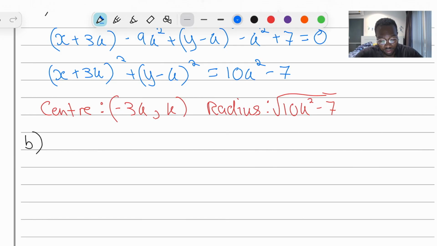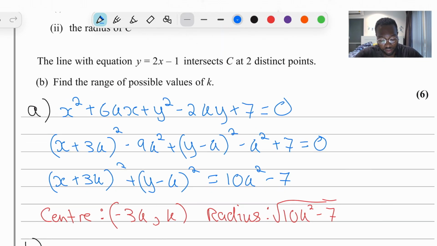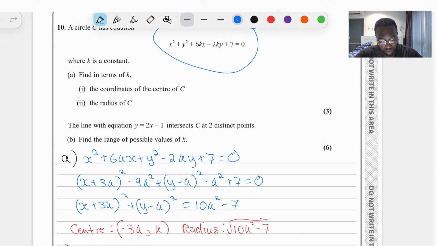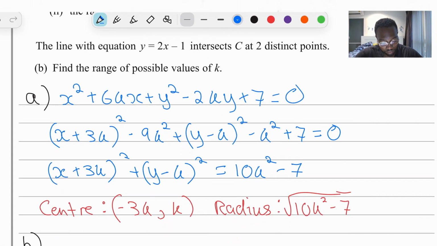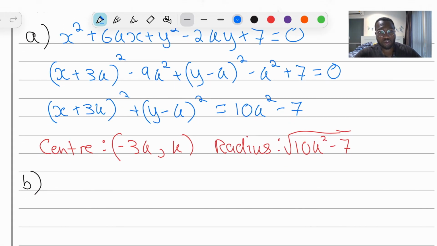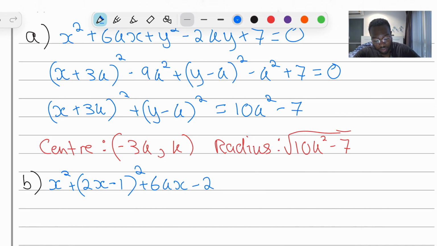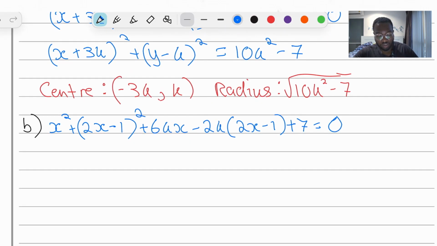So let me rewrite this equation first. If I substitute into the first equation, then what do we get? We get an x squared plus a 2x minus 1 squared. That was where the y squared was. Then we get the 6kx, and then with that, we had a 2ky, so it's a minus a 2k, and then open brackets 2x minus 1, and then plus 7 is equal to 0. So now I need to work this out.